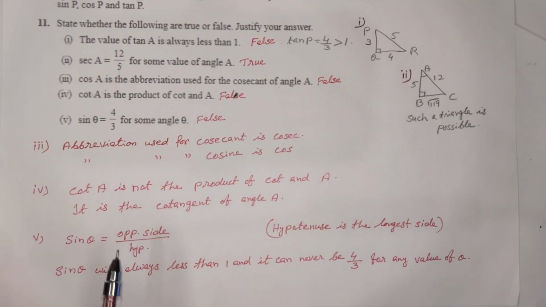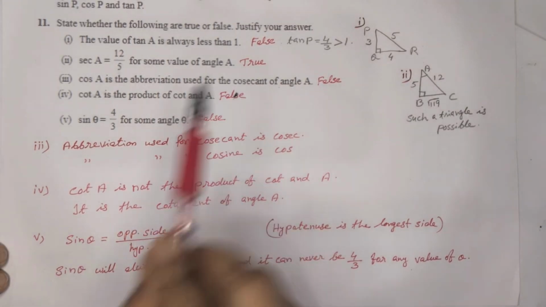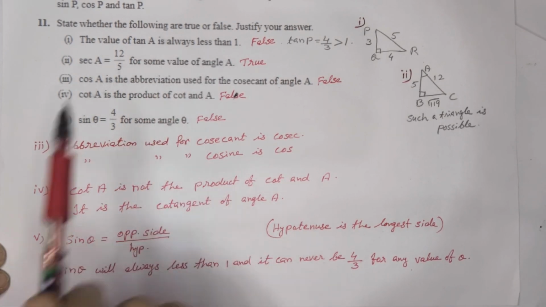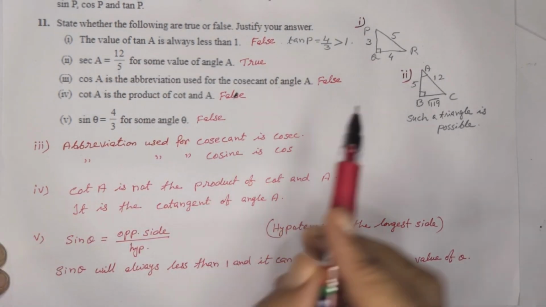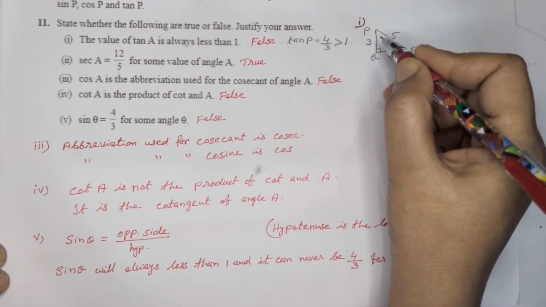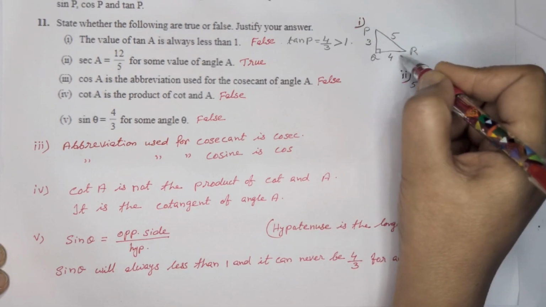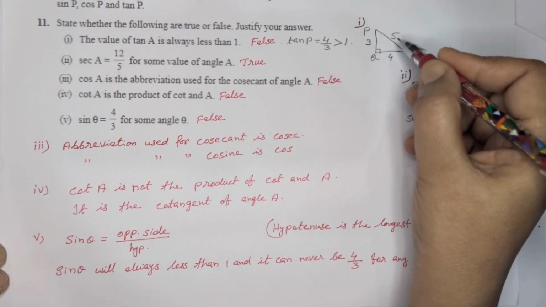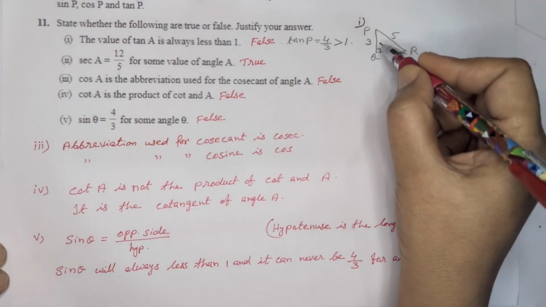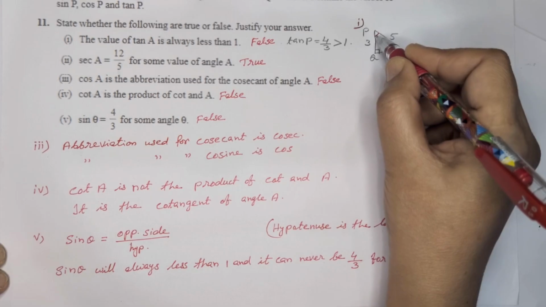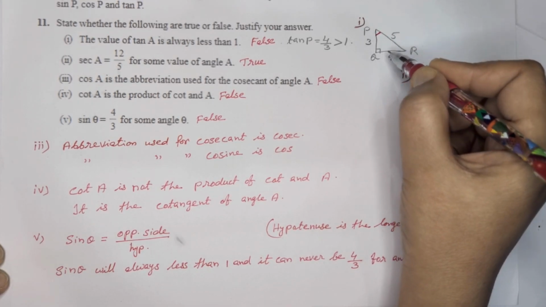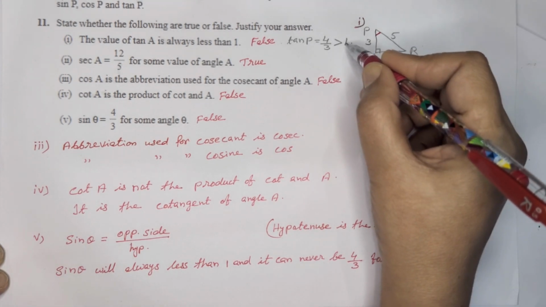Question number 11. State whether the following are true or false. Justify your answer. First one. The value of tan A is always less than 1. That is false. For example, if we take PQ as 3 and QR as 4, then in this triangle PQR, right angle at Q, the hypotenuse will come 5. Then tan P, according to angle P, is equal to opposite side by adjacent. So 4 by 3. 4 by 3 is greater than 1.